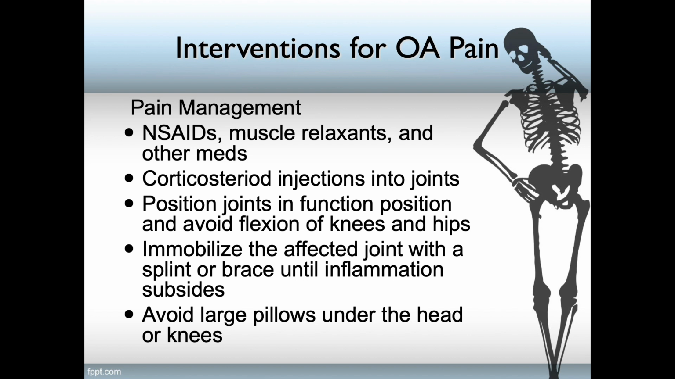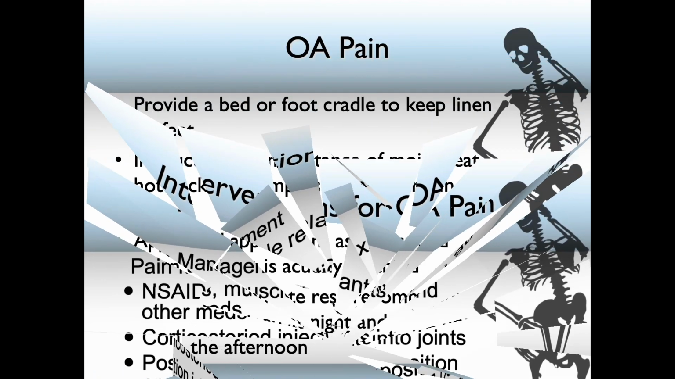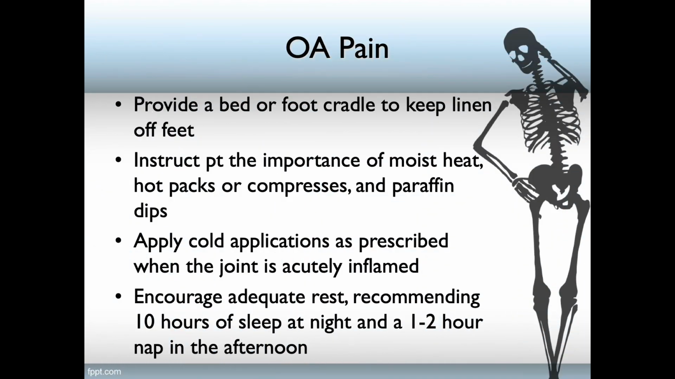You should position the joints in functioning positions to avoid flexion of the knees and the hips. You can immobilize the affected joint with a splint or brace until the inflammation subsides, and try to avoid large pillows under the head or knees, which causes too much flexion or extension. Other interventions include providing a bed or foot cradle to keep the linen off the feet.